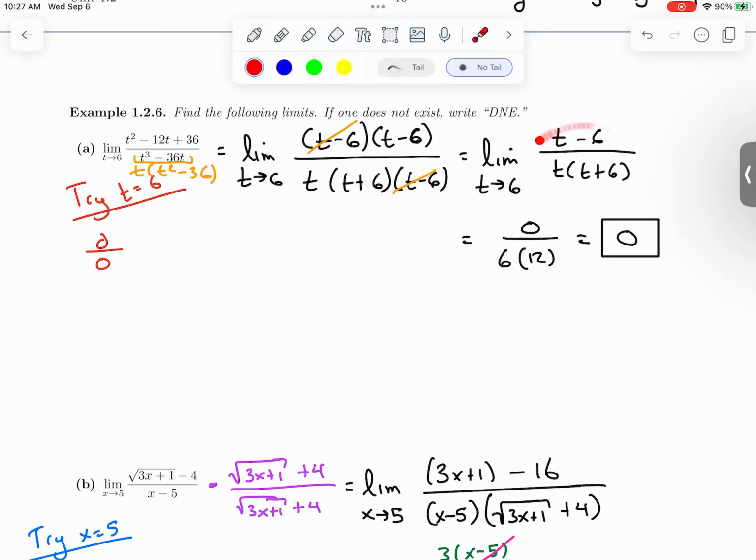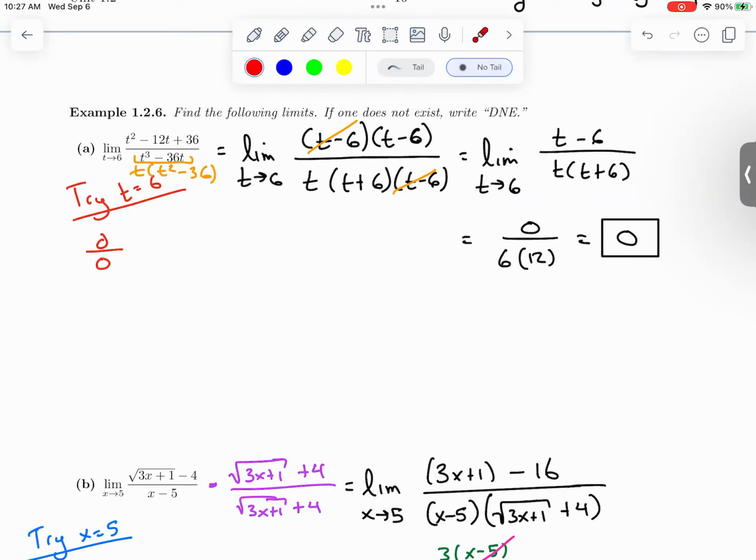We're going to ignore that my voice cracked there. And now that we've factored something, we're going to go ahead and try and plug it in. If we still get 0 over 0, that means we need to do more, but I'm pretty sure we'll be fine. You get 0 up in the numerator divided by 6 times 12.